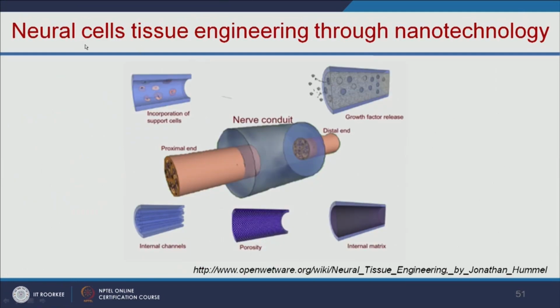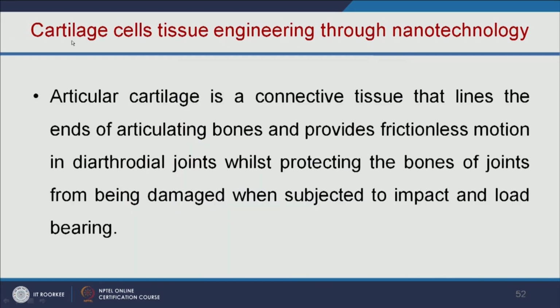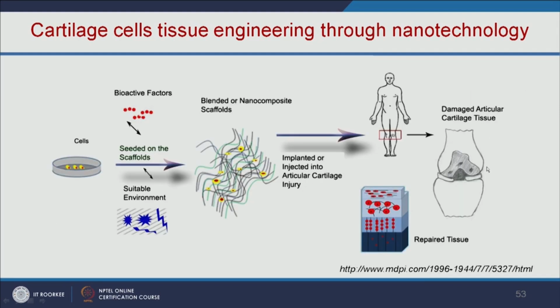And we can also tissue engineer the neural cells. In the nanofibers, we can incorporate the supporting cells and we can also incorporate the growth factor, which will be useful for neural cell tissue engineering. So let us see how cartilage cells can be tissue engineered through nanotechnology. Articular cartilage is a connective tissue that lines the ends of articulating bones. So that provides frictionless motion and also protects the bones of joints.